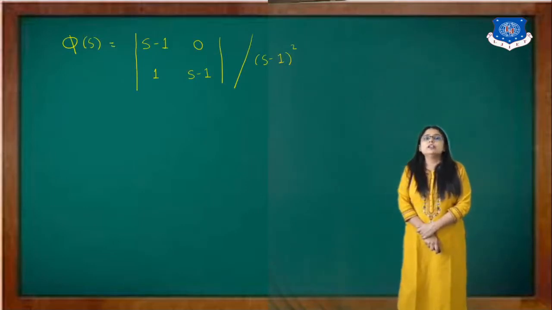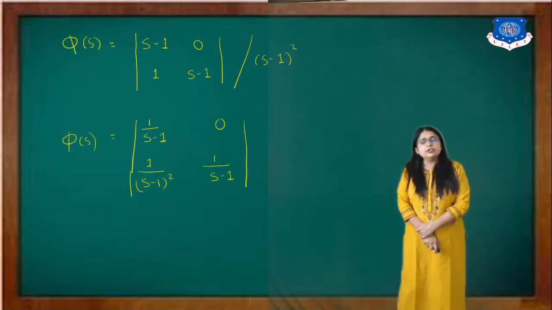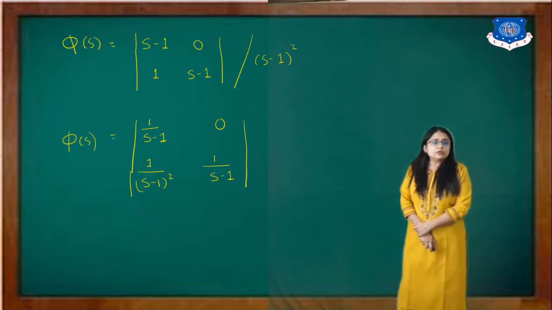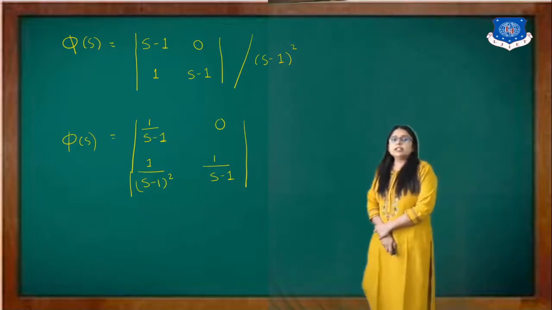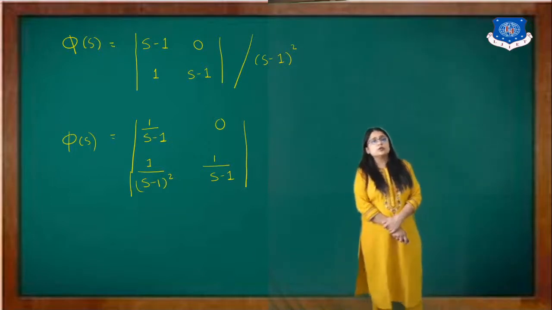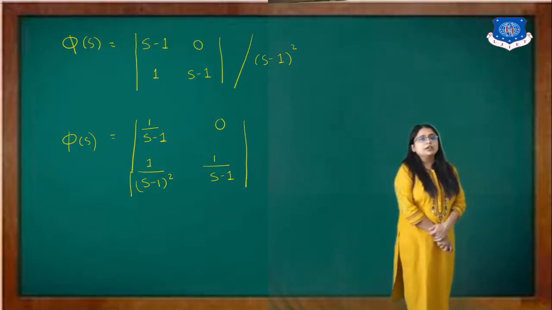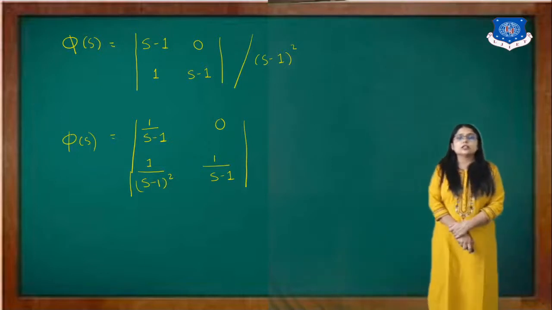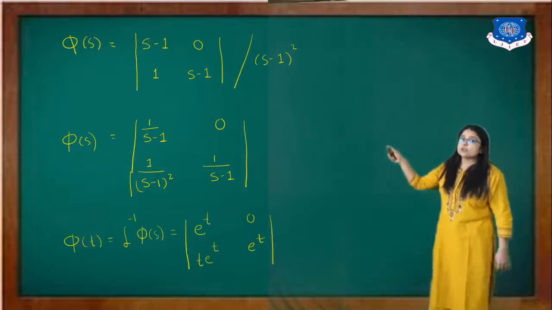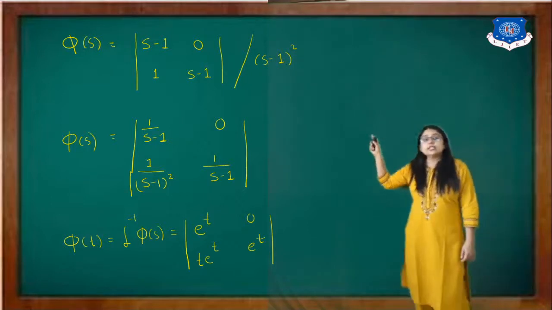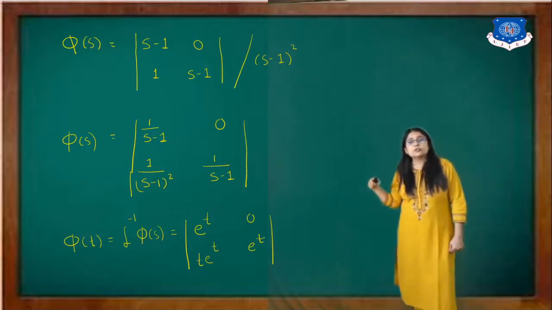Now what we will do? We will just separate the denominator. So phi of s will be 1 upon s minus 1, 1 divided by s minus 1 whole square, then 0, 1 upon s minus 1. Now, phi of t is what? It's the inverse of phi of s. So, what is the inverse of 1 upon s minus 1?